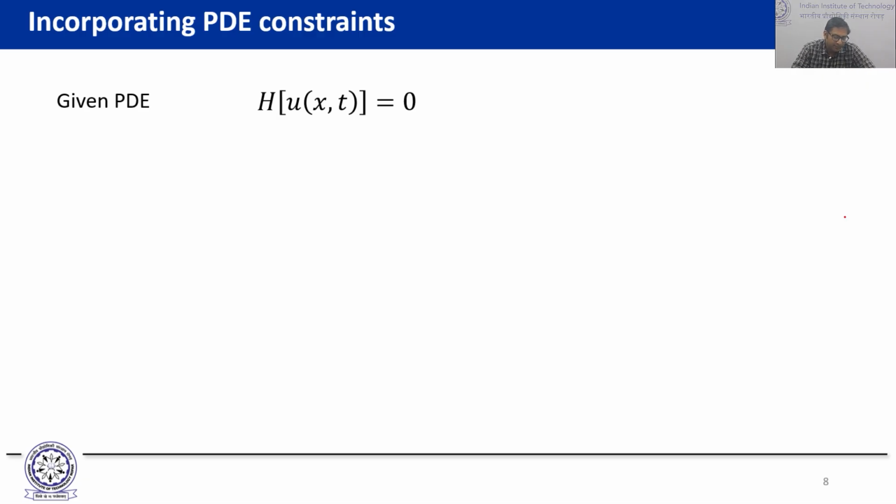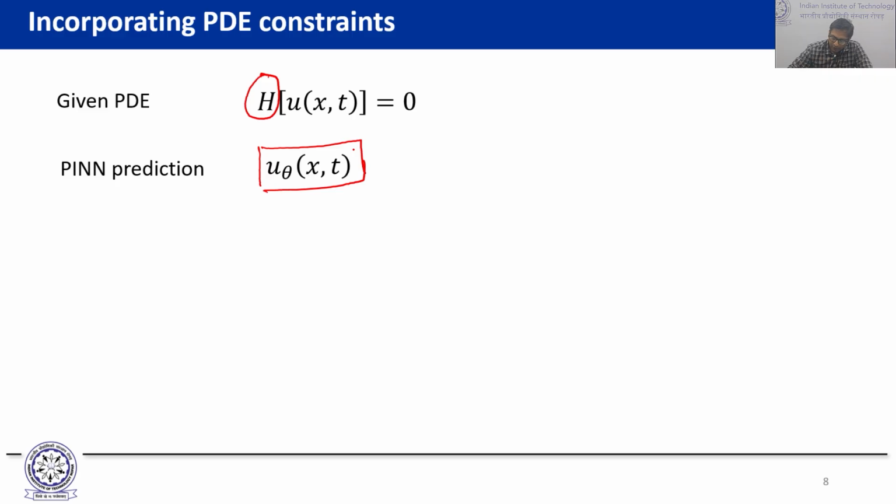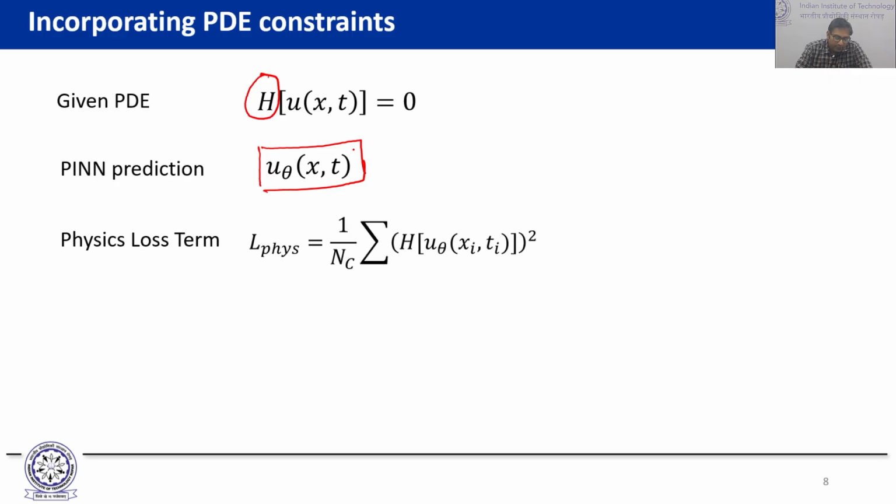Let us take any partial differential equation. So here you can think of this term h as an operator which operates on this function u in order to set up the partial differential equation. Now, supposing the PINN prediction you are getting is being given by this u_theta(x, t), what next? You have to compute the physics loss term. So the loss term is calculated using this expression over here.